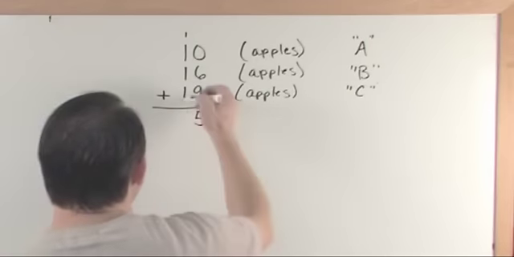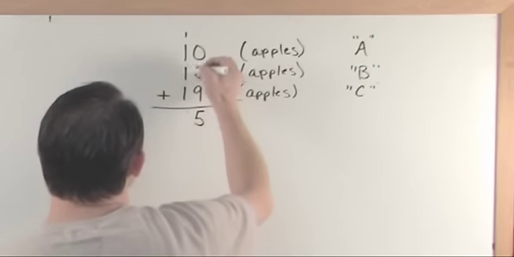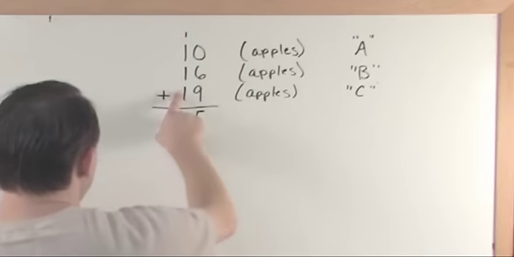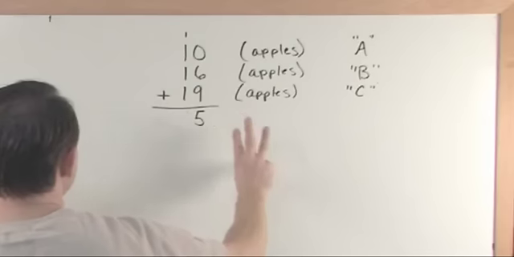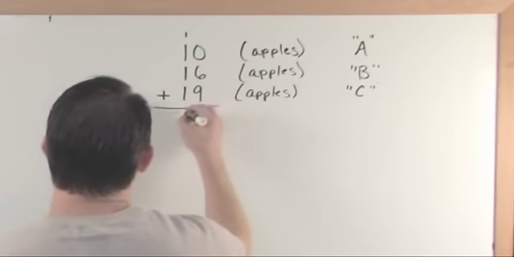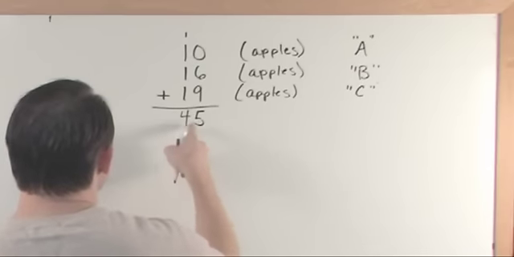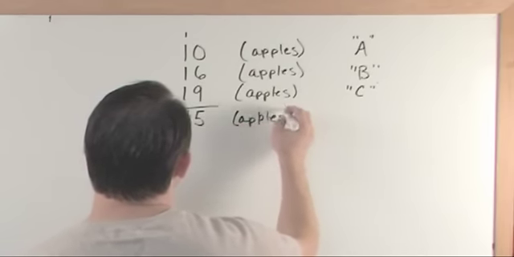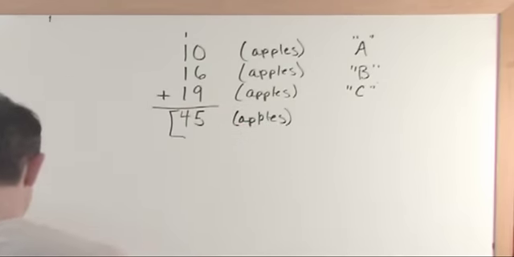Okay, now we add this column up. 1 plus 1 plus 1 plus 1 should give me 4, right? 1 plus 1 plus 1 plus 1 gives me 4. So this column becomes a 4. So it's 45 what? 45 apples. Okay, that's how many apples in all.